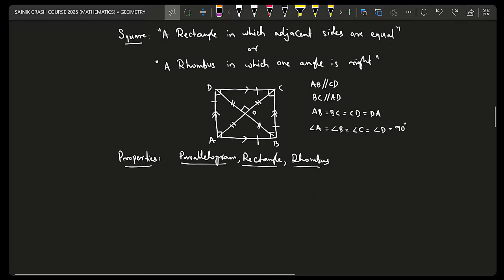Jashvi, what is your doubt? Sir, can you explain square? See, we can define a square from two figures, like a rectangle and a rhombus. In a rectangle, do you think adjacent sides are equal? Maybe, may not be. But if they are equal, it becomes a square. So a rectangle in which adjacent sides are equal becomes a square. Or we can also define it from a rhombus. In a rhombus, every angle may not be 90 degrees, but if it becomes 90 degrees, then the rhombus becomes a square. So we can define a square as a rhombus in which one angle is right. Automatically, all of them become right and it becomes a square.